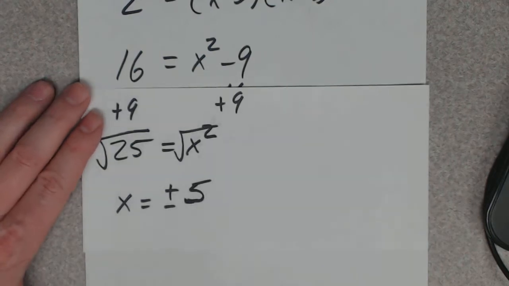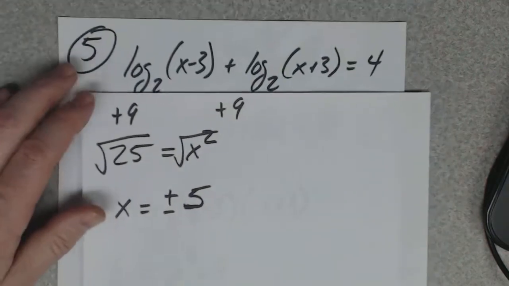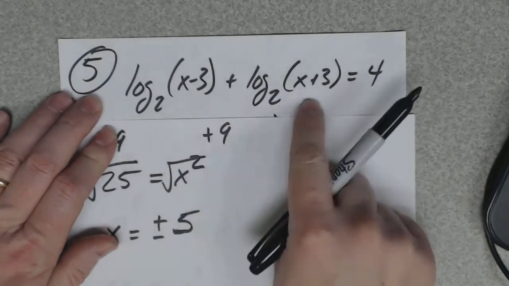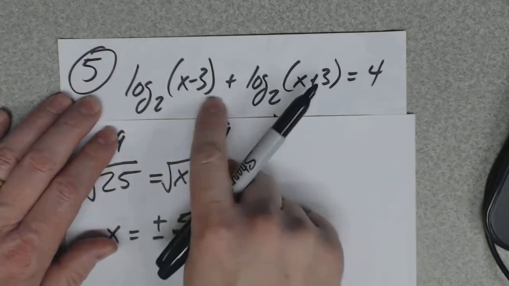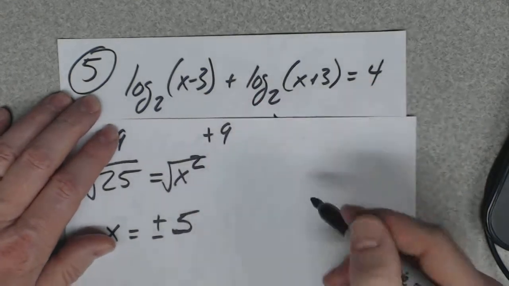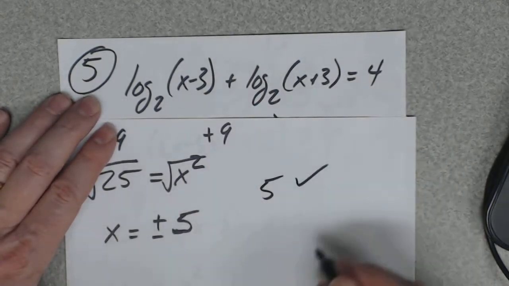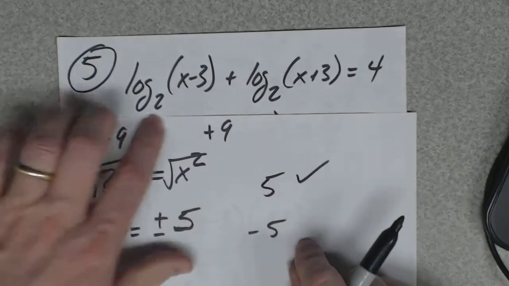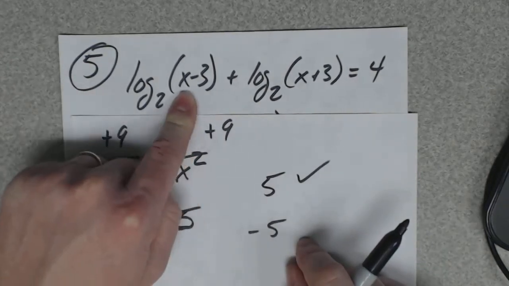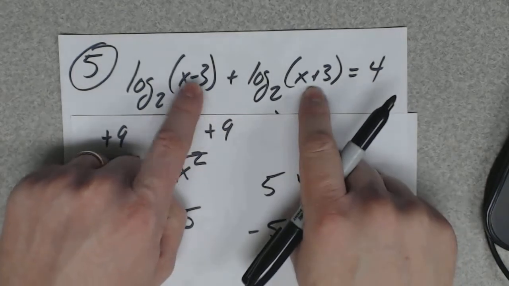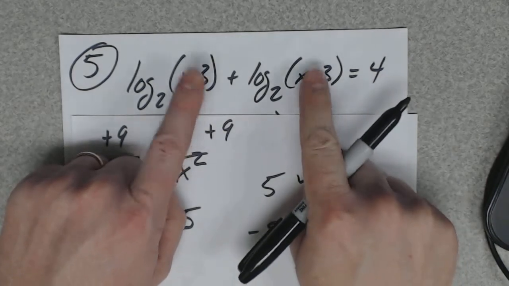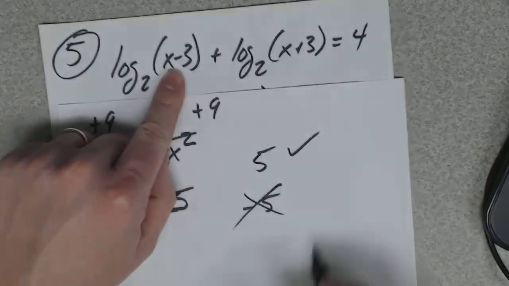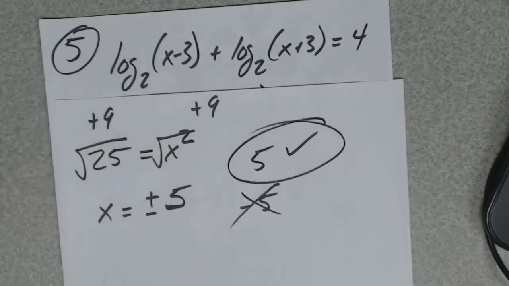But remember, check your work. If you plug a 5 in here, you'll get a positive. You plug a 5 in here, you'll get a positive 8 and a positive 2. That's good. You can do that. 5 checks out. What about negative 5? Right, because it's plus minus. What about negative 5? It screws that up. It screws this one up too. Negative 8 here and a negative 2 here. Can't have negatives inside those parentheses. 5 is the only answer.